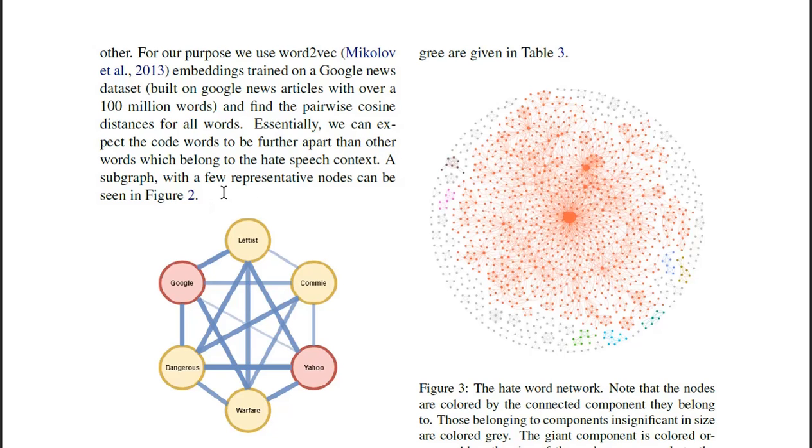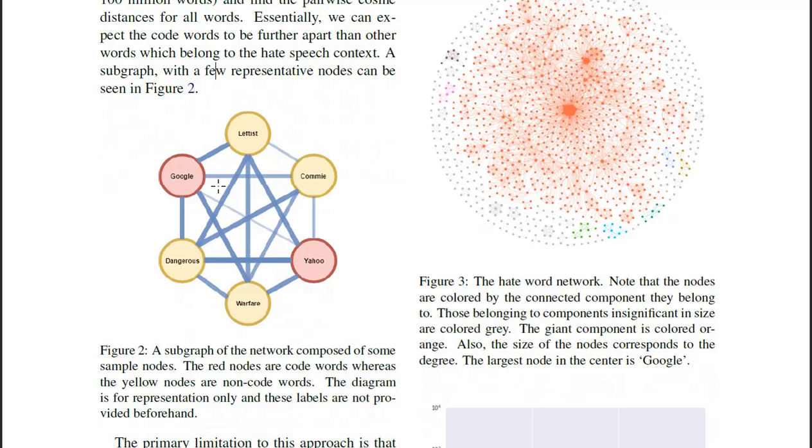A subgraph with a few representative nodes can be seen here. So you can see Google and Yahoo, and you can see all these other words as well. So the red nodes are code words, whereas the yellow are non-code words. The diagram is for representation only, and these labels are not provided beforehand.